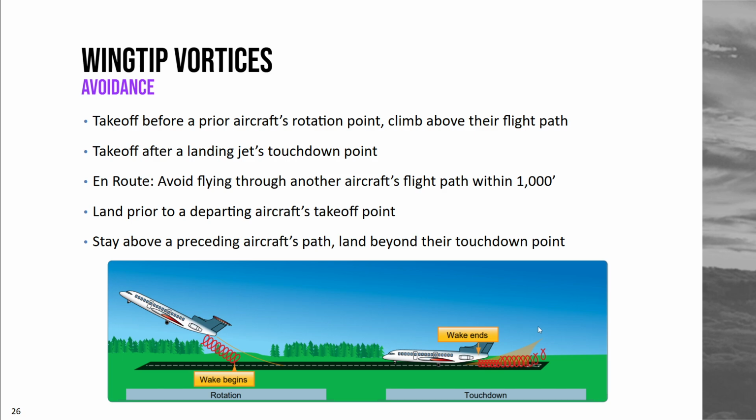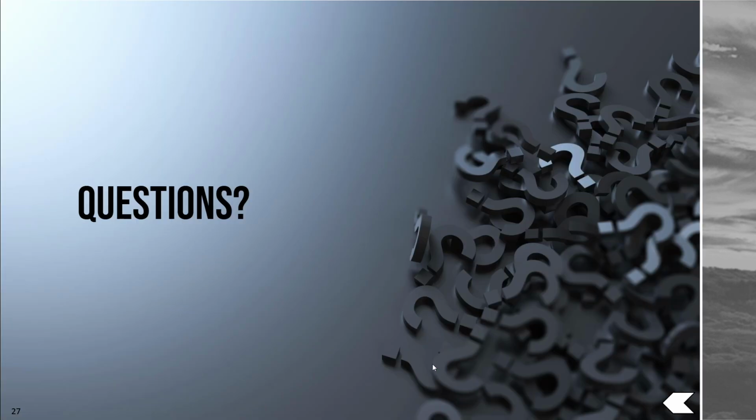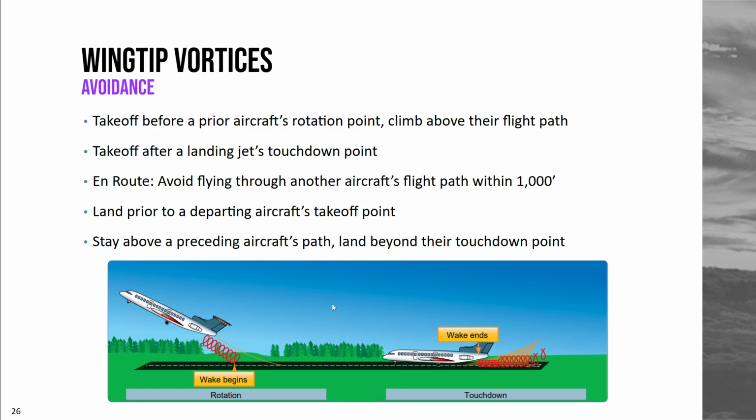So when we're avoiding wingtip vortices, if we're taking off, we want to take off prior to an aircraft's rotation point. So if I'm this aircraft here, or I'm taking off right after this guy here, I want to take off before they take off because I can see their vortices are hanging around down here and sinking. So I want to make sure my flight path is above so I don't run into these vortices. Taking off after a jet's touchdown point. So if I'm taking off after this guy just landed, I'm going to keep my roll going until I get after where they touch down, and then I'm going to take off.